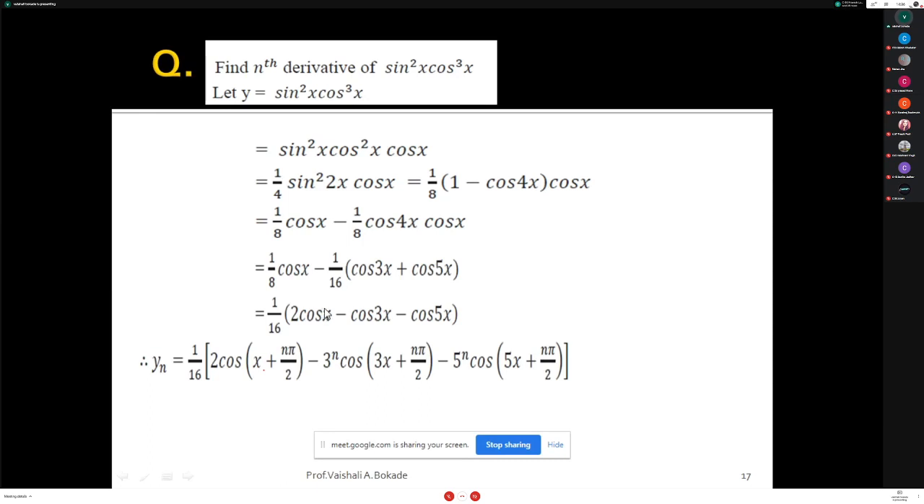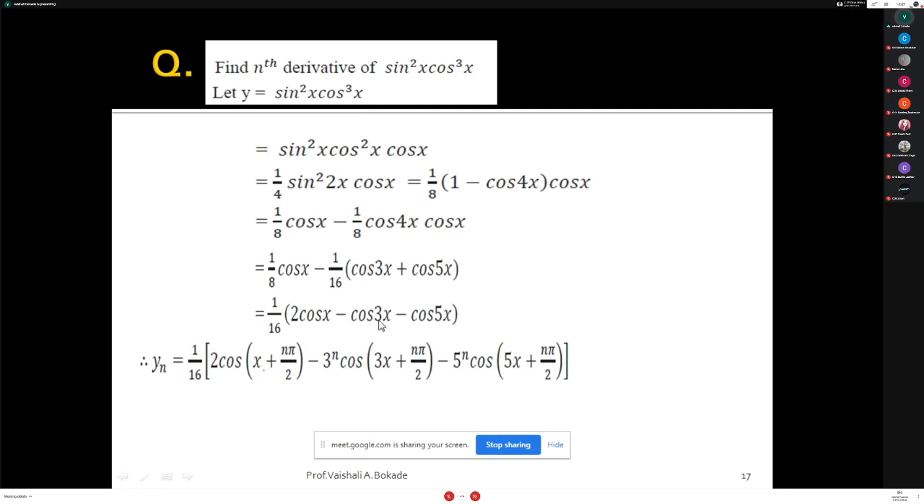I am going to use the cos of ax plus b formula. Whenever I have y equal to cos of ax plus b, I write the nth derivative as a raised to n cos of ax plus b plus n pi by 2. For the first term, a is equal to 1, so it is 1 raised to n, which is nothing but 1, cos of x plus n pi by 2. So the first term's nth derivative is over.